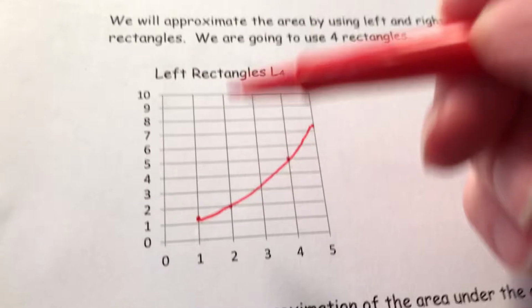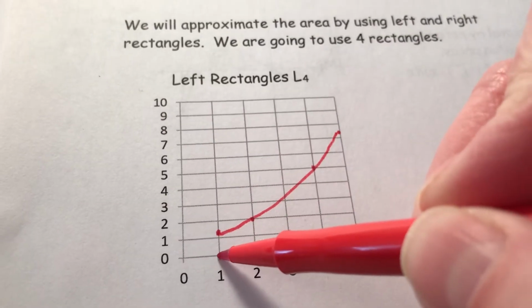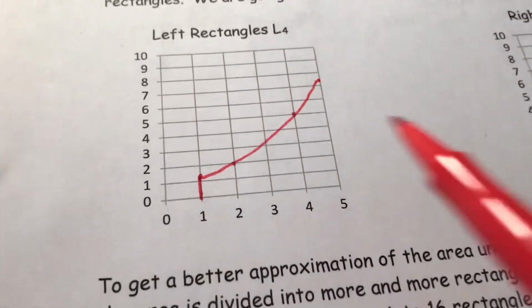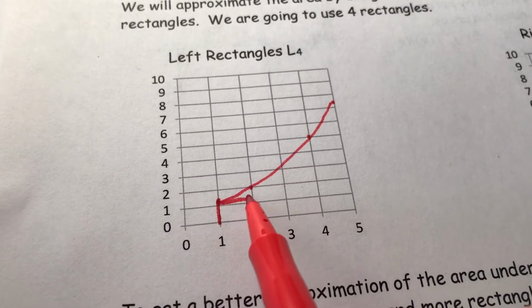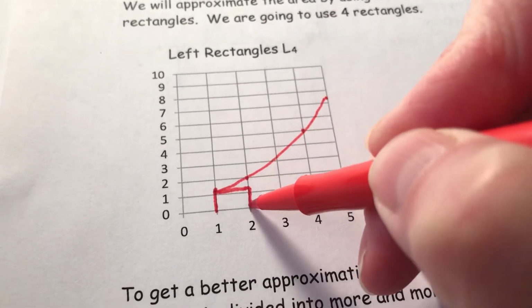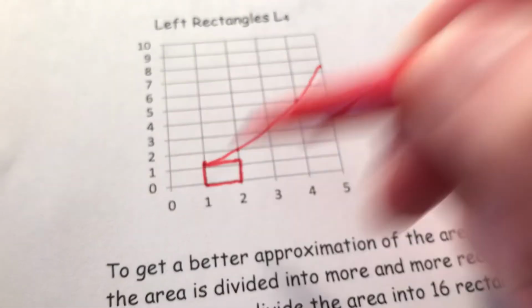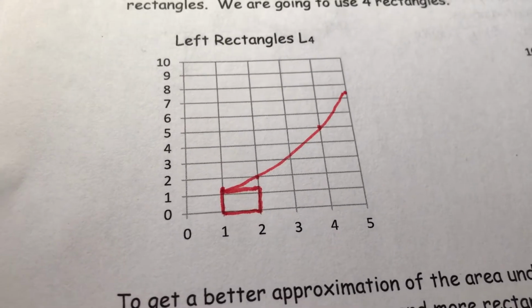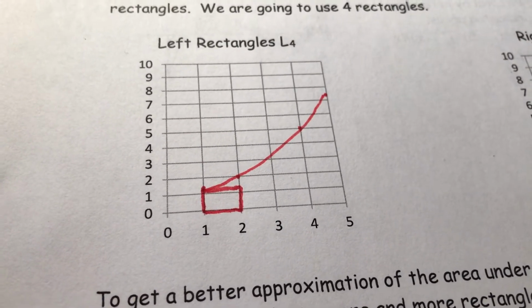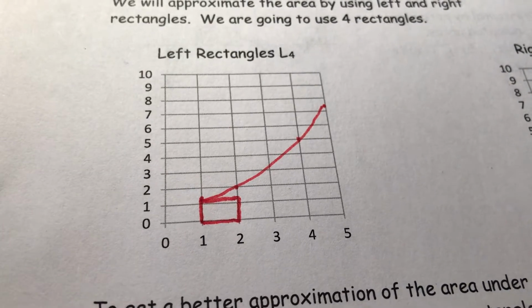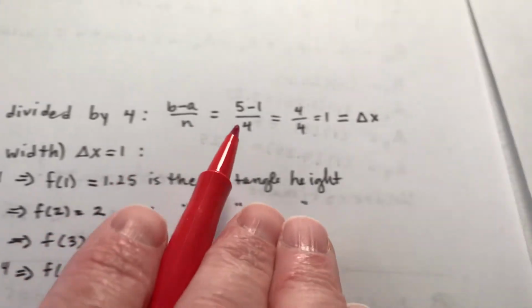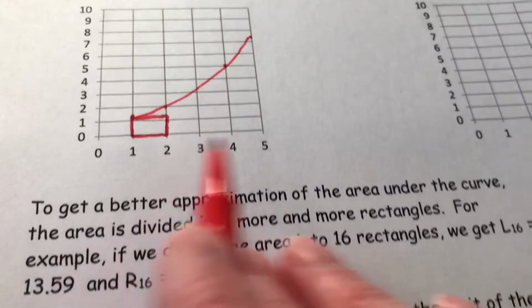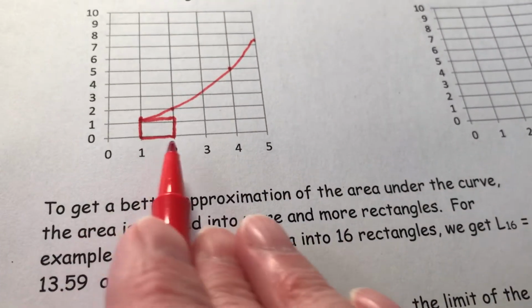All right, so from 1 to 2, I'm going to come up to the height of the left part from 1 to 2, come over to here, and I'm building my first rectangle right there. Okay, so that is a rectangle. We're going to use left rectangles to estimate this area. And my next one, if I'm dividing this by 4, so I'm taking this from 1 to 5 and dividing it into 4, that gives me a 1.